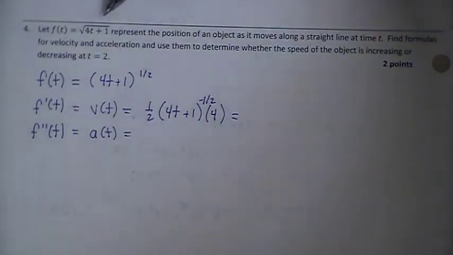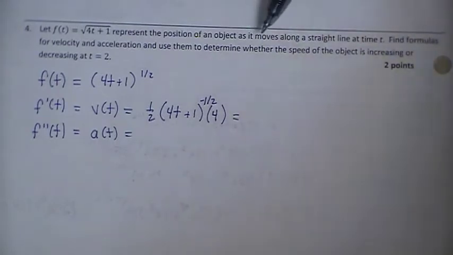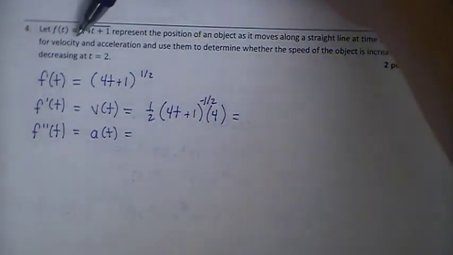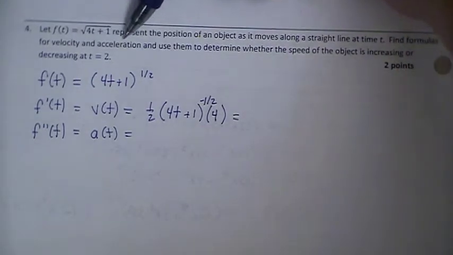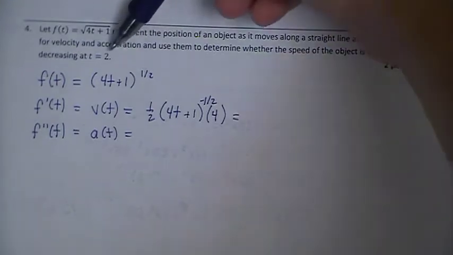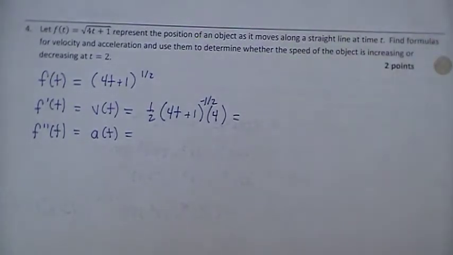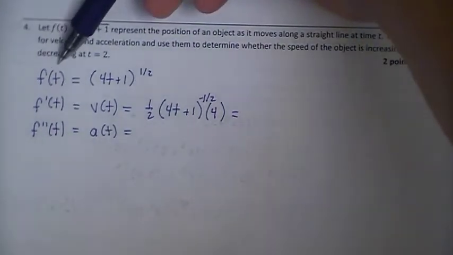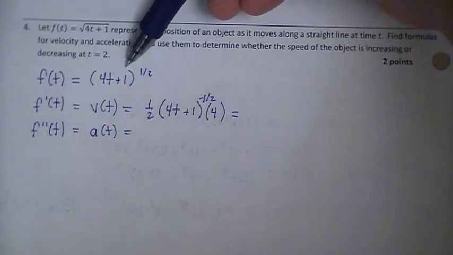We're told that this formula right here represents the position of an object as it moves along a straight line at time t. We want to find formulas for velocity and acceleration, and then we want to use them to try to decide if the speed of the object is increasing or decreasing when t is equal to 2. So here's my position function, just rewritten without a radical, so I rewrote it in exponential notation.